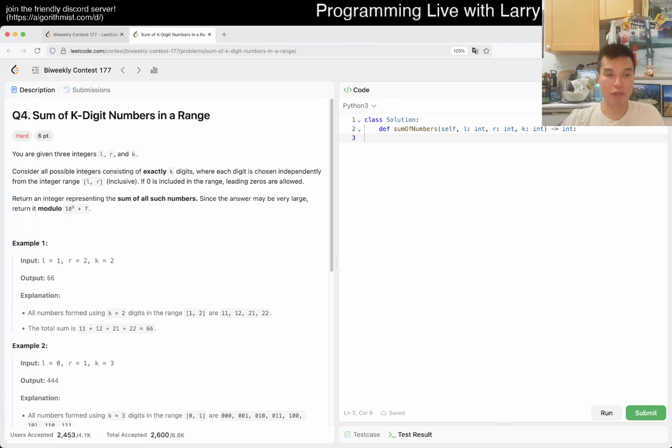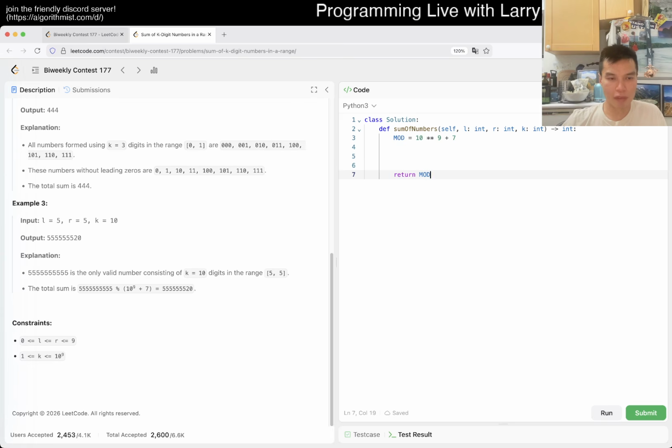But yeah. All right, let's go. Q4. All right, sum of k-digit numbers in a range. It was a sloppy contest already, but L, R, and K, possible integers with k digits, each digit independently from L to R, zeros included in the range, leading zeros are allowed, okay. Return integer of sum of all such numbers. Sum of all the numbers.